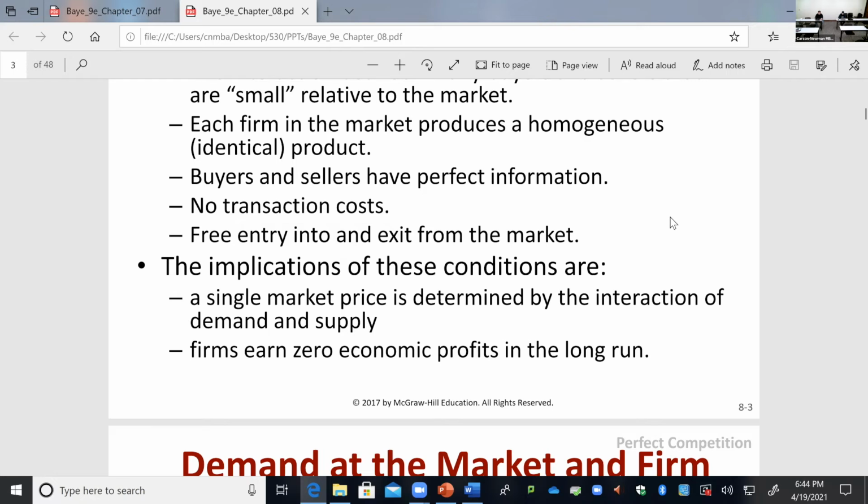Free entry and exit from the market, basically there's zero capital to enter and exit this industry. Anybody in that industry can leave anytime they want. They can enter anytime they want.